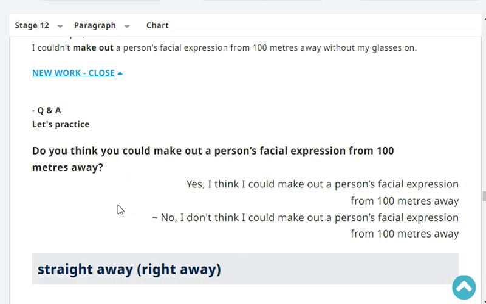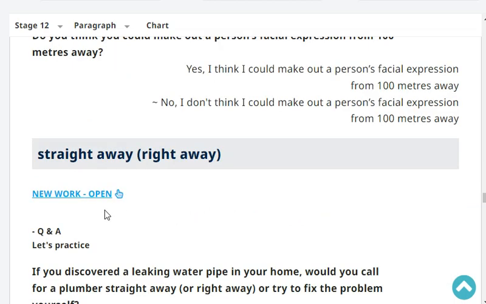Do you think you could make out a person's facial expression from 100 meters away? Yes or no? No, I don't think I could make out a person's facial expression from 100 meters away. Very good.